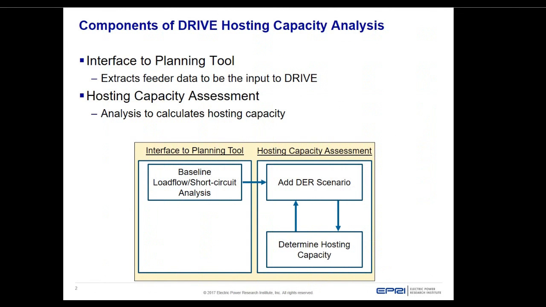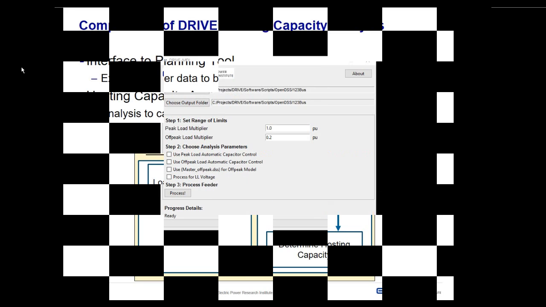There are two primary components to determine hosting capacity with Drive. The first is the interface to the vendor planning tool, and the second is a hosting capacity assessment. The interface to the planning tool runs the baseline feeder assessment with power flow solutions and short circuit studies. The hosting capacity assessment takes that data and then calculates the hosting capacity.